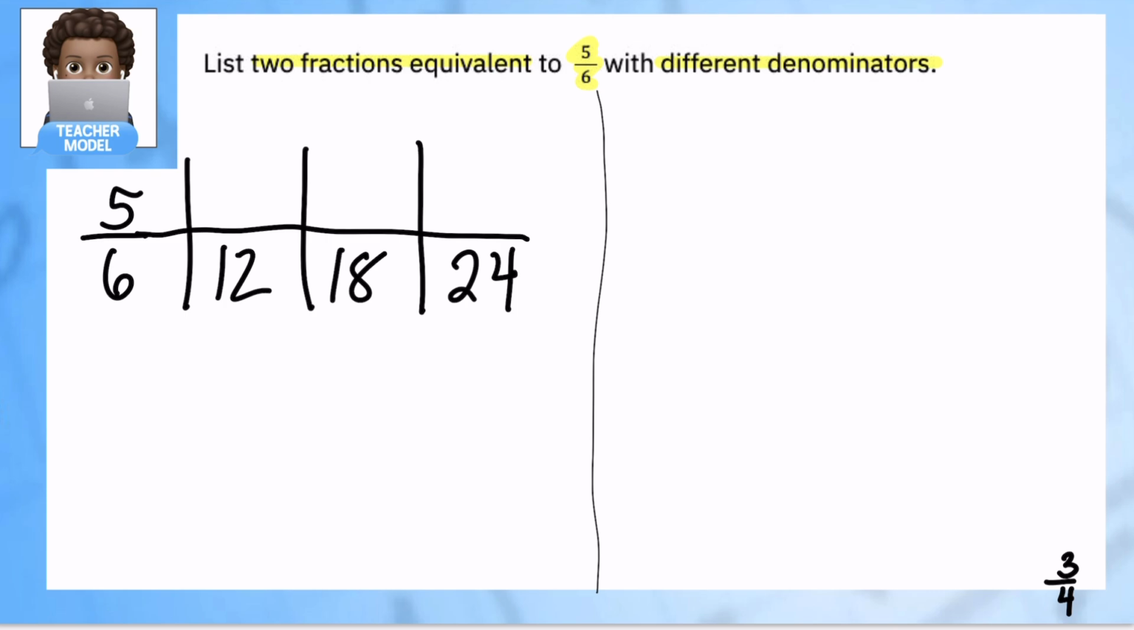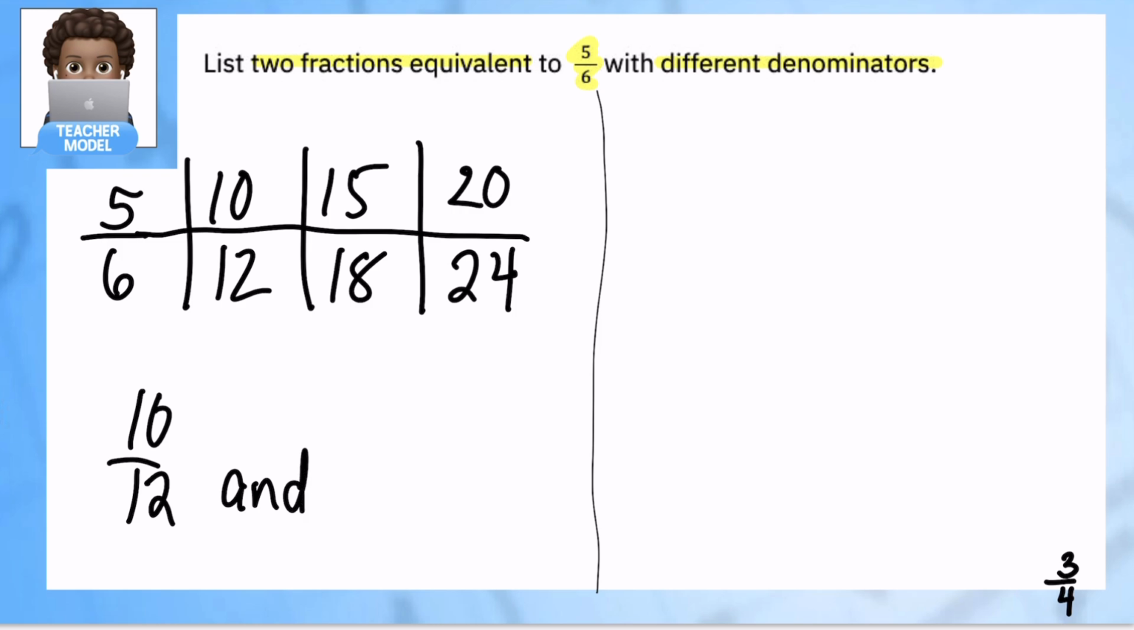Wow. 5, 10, 15, 20. And I only needed to list 2. So on my line somewhere, I can list 10/12ths and 15/18ths. So again, I don't have to make this harder than it needs to be. This can be very simple. I don't have to write more than 2. But here you go. They just wanted 2 of them.